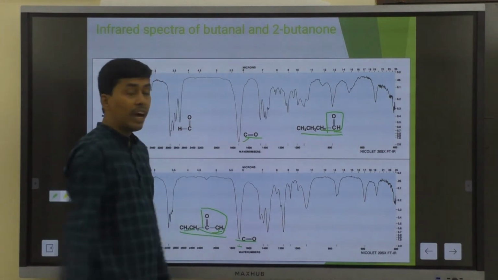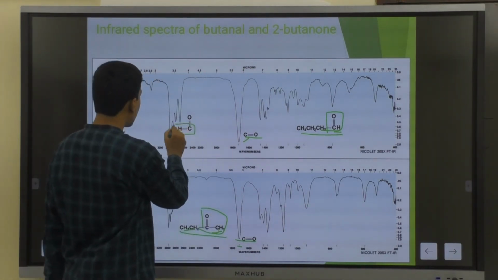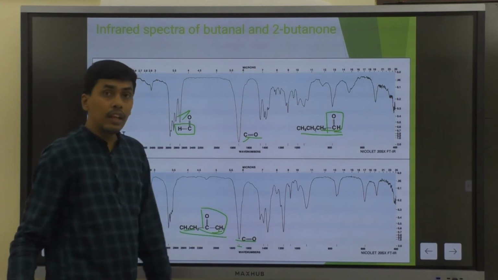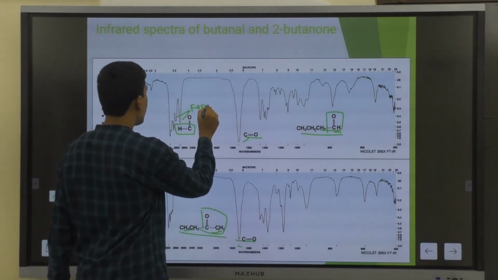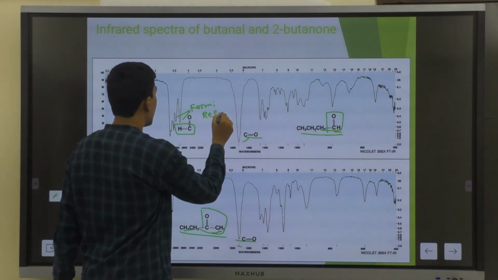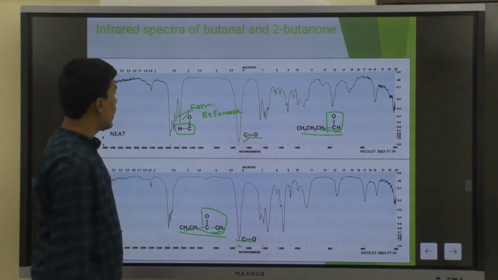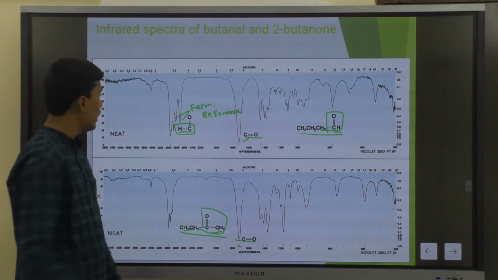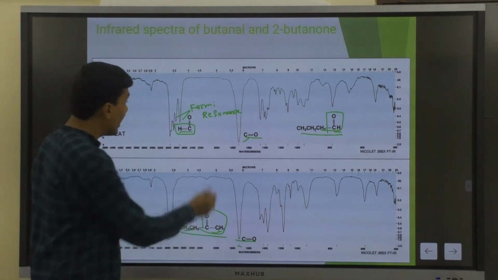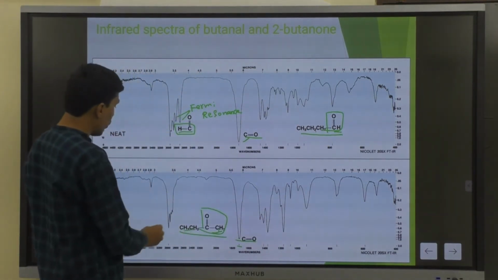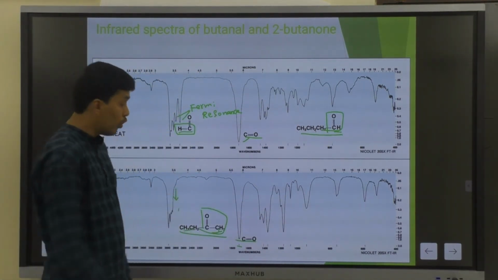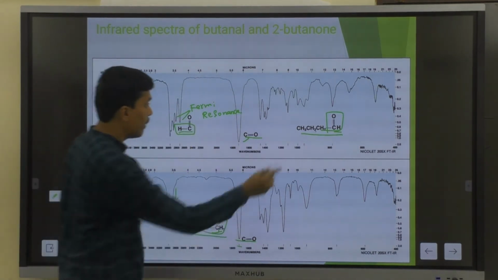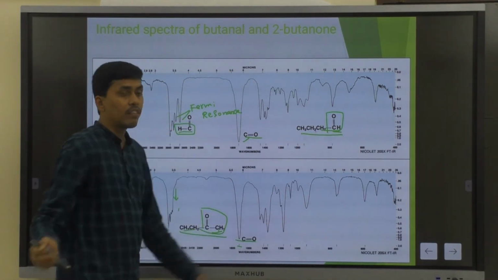And another thing is, if you have an aldehyde, we can see two peaks at around 2700 to 2800. This is due to Fermi resonance. Due to Fermi resonance, for the CH stretching, we can see two peaks like a doublet at 2700 to 2800. It is the characteristic peak for aldehyde. Whereas at 2700 to 2800 centimeter inverse there is no peak for the ketone, since the aldehyde CH peak is absent in ketone. This is due to Fermi resonance. And next one.